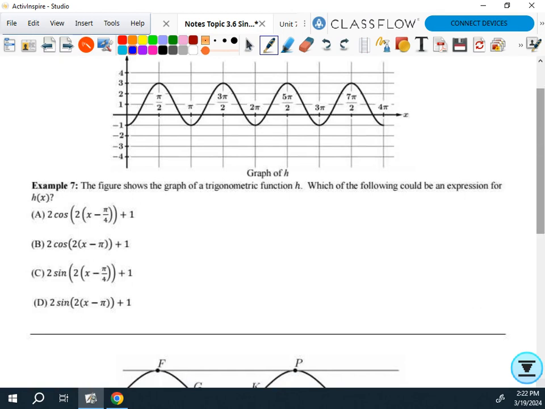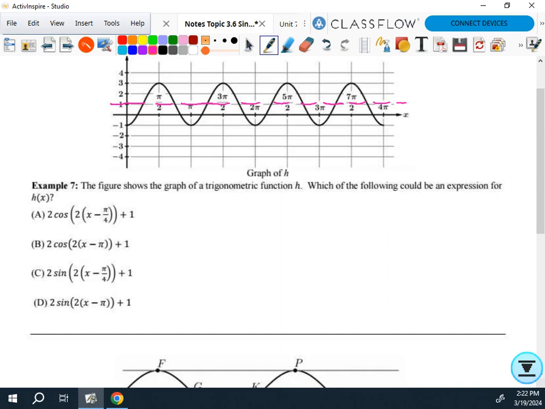All right, so the figure shows the graph of a trigonometric function h. Which of the following could be an expression for h of x? So just like the rest of them, I could go ahead and look at my answer choices. I mean, look, all the D's are the same, right? But I'm just sketching it anyway. Plus, it was kind of already there, so I didn't even have to try and figure it out.